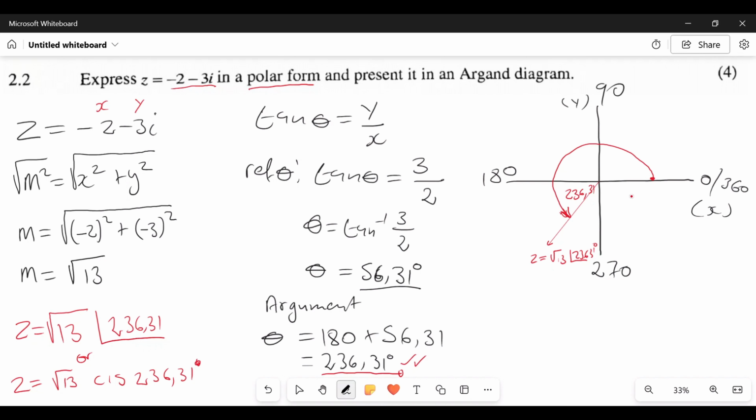So this is your Argand diagram, guys. I hope you managed to do this one. Really, it was not that difficult.